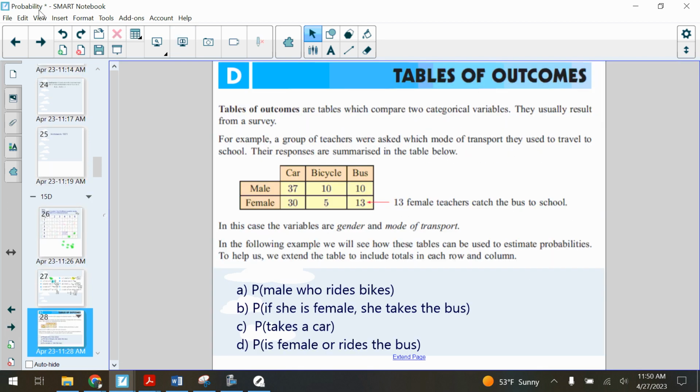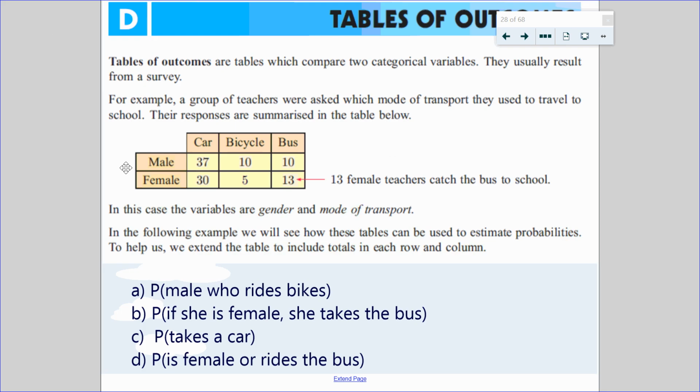So if we look at a table of outcomes, because we can also gather data in a table, kind of like we did with our probability or our statistics unit, we can have statistics being answered and organized in a table. So for example, here they asked teachers, probably in college, probably not Brookfield because we don't really have a robust bus system in Brookfield, how they traveled to school.